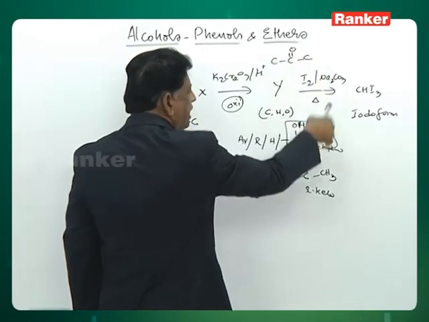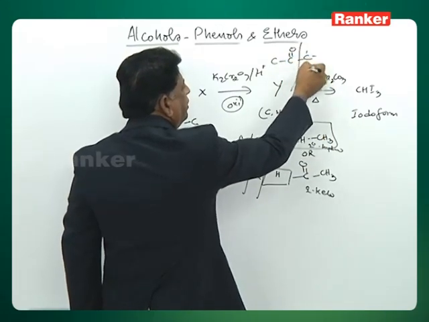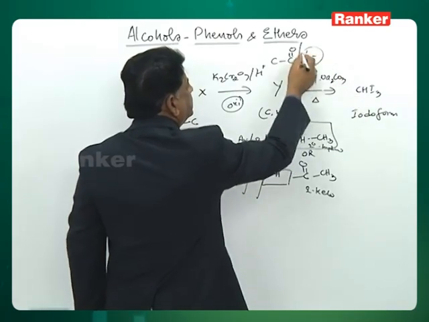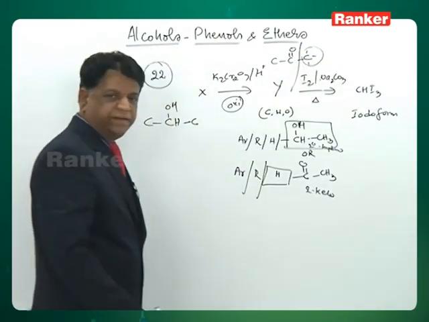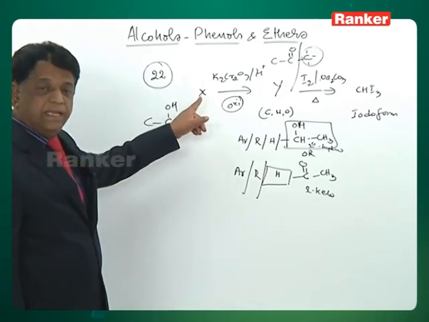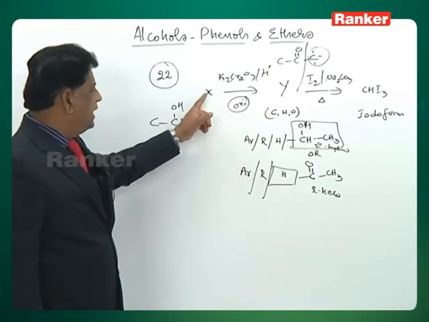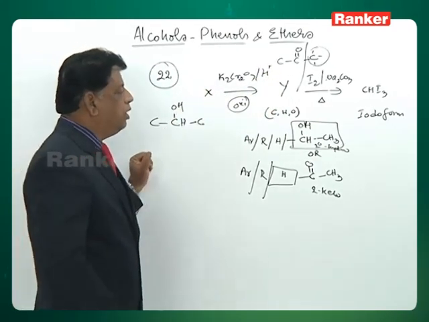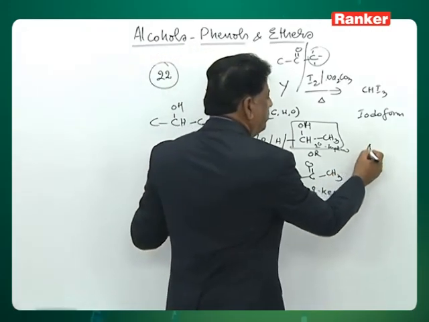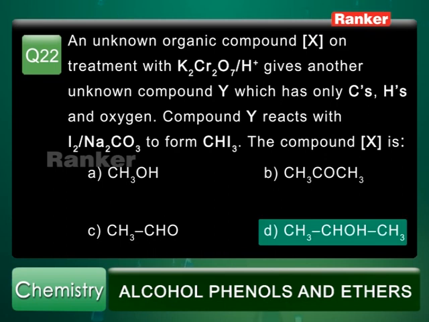The acetone gives the haloform reaction, that is iodination: you get a triiodo compound which becomes iodoform, plus the salt of acetic acid is formed. So what is X asking? Y is acetone, but X is isopropyl alcohol. So where is the isopropyl alcohol? That is D. So answer D is the right answer.